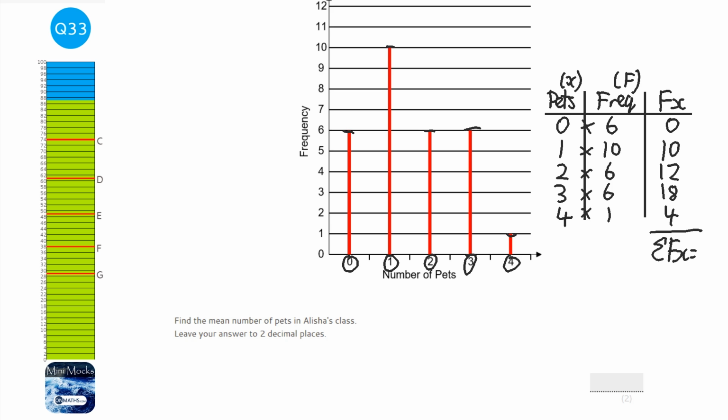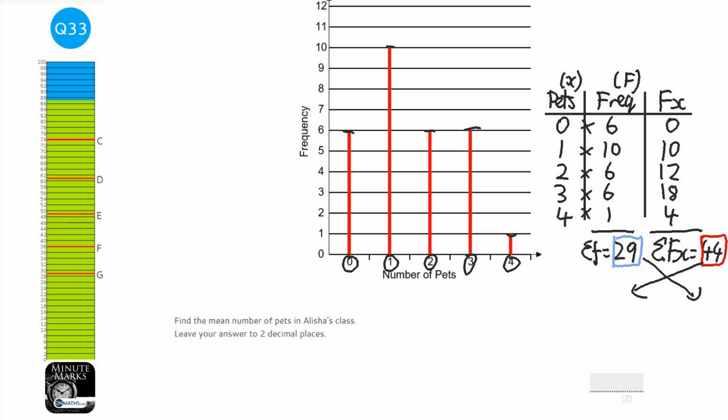Then what you want to do is add up the fx column, and we do that with a little sigma symbol, which just means sum of. So I'm going to do that on the calculator now. So 0 plus 10 plus 12 plus 18 plus 4, which is 44. You also want to add up the frequency column, so sum of frequency. It sometimes tells you in the question how many there are, so just double check that. So I'm going to add those together. So that's 29. Now, the mean is all of this stuff added together over how many there are. So you kind of want to swap these over.